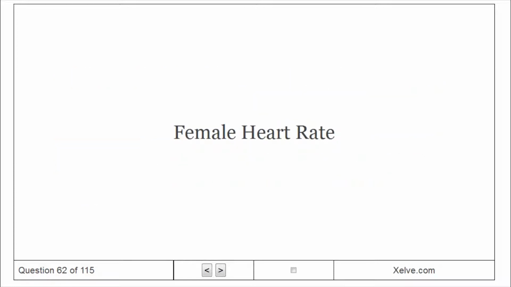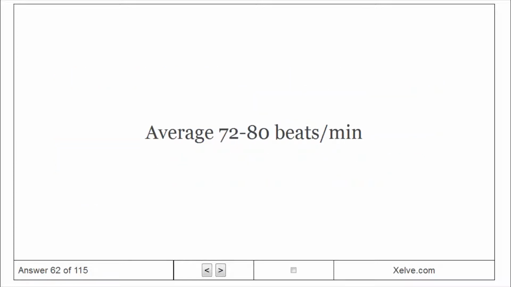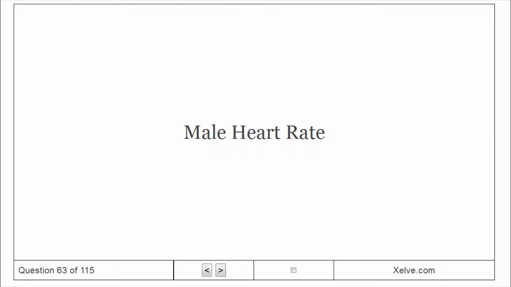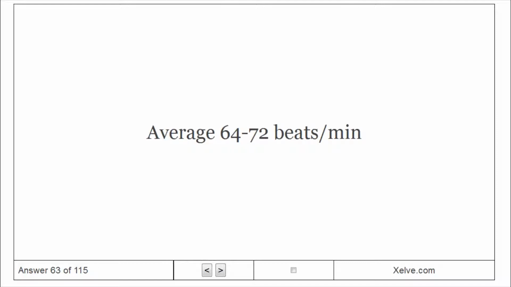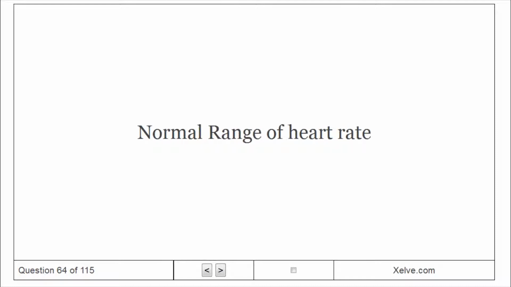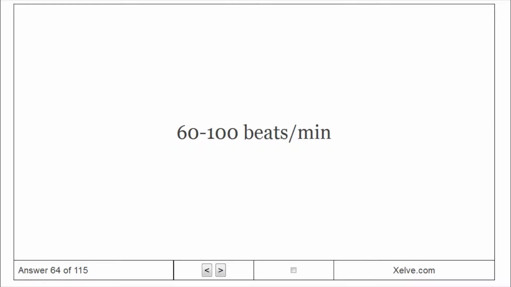Female heart rate: average 72 to 80 beats per minute. Male heart rate: average 64 to 72 beats per minute. Normal range of heart rate: 60 to 100 beats per minute.